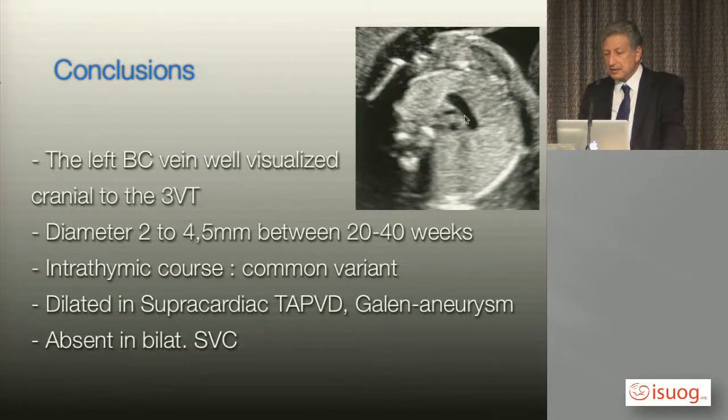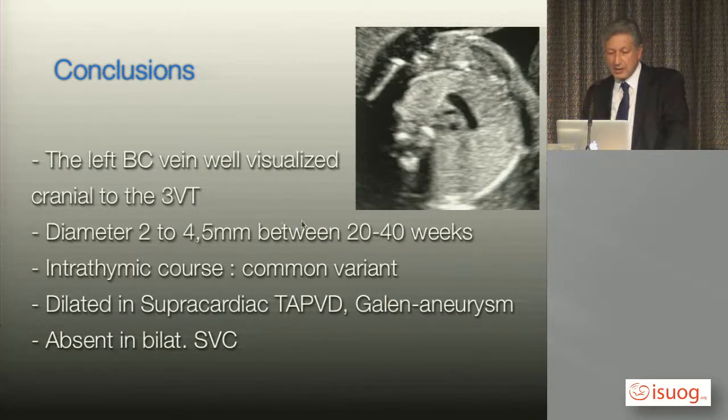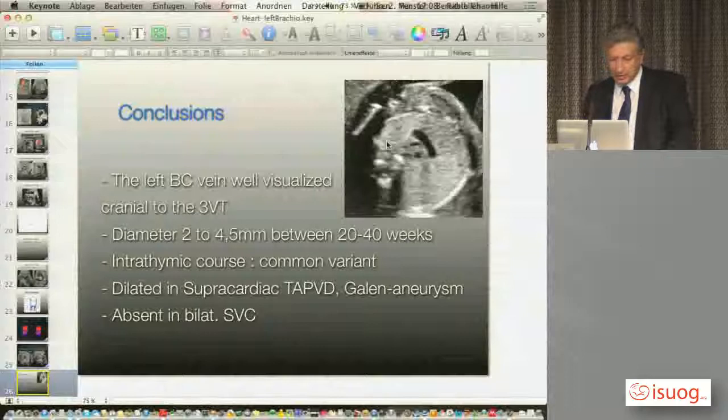It is dilated in high flow, either due to lung abnormalities in terms of supracardiac abnormal vein drainage, or to vein of Galen or any other cranial arteriovenous fistula. And it is absent in the presence of bilateral superior vena cava. I hope this new sign can help you in your everyday work, and I thank you for your attention.